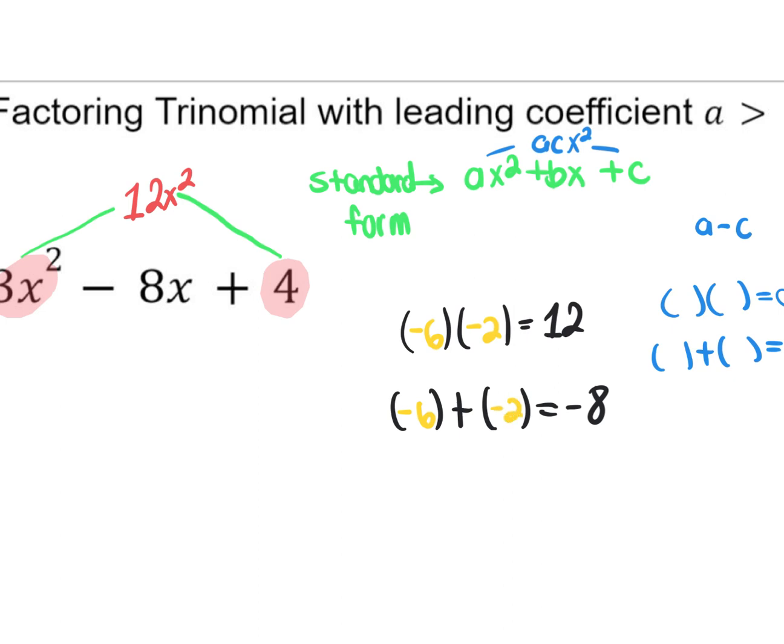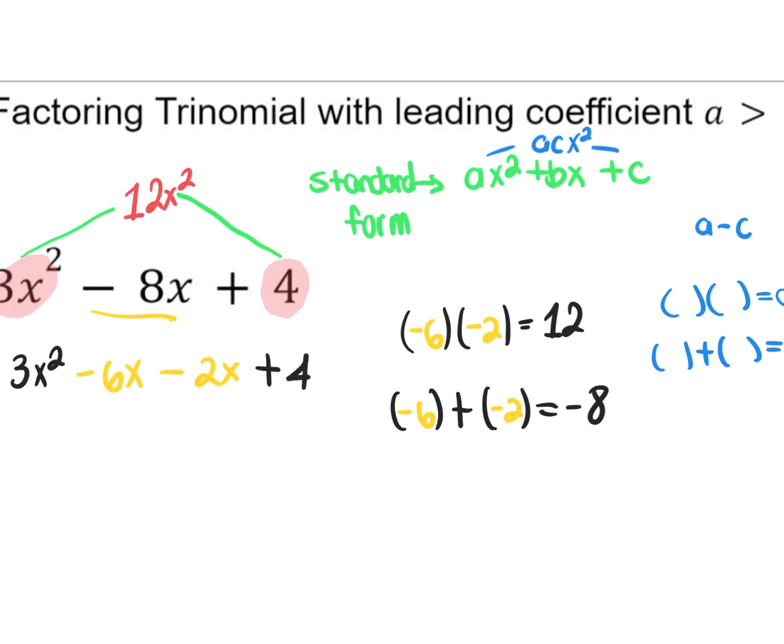So then we rewrite the negative 8x with these terms. So we have 3x squared. And always rewrite it with the number that lines up better. So the number that has a factor with the previous term. Don't do 3x squared minus 2x minus 6, because you're not really going to help yourself. So it's going to be minus 2x plus 4.